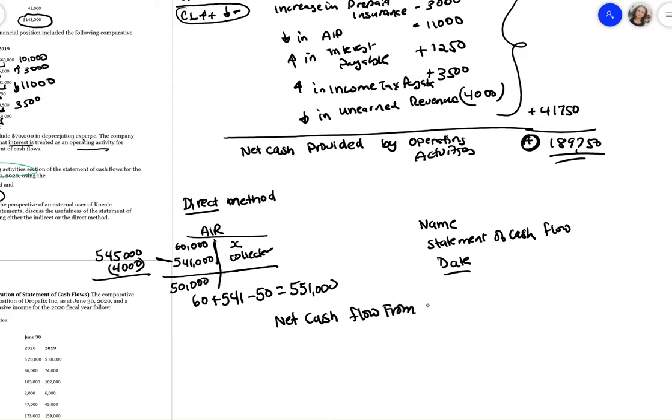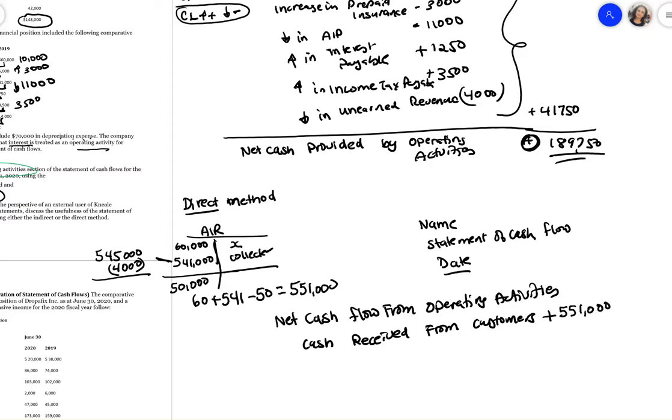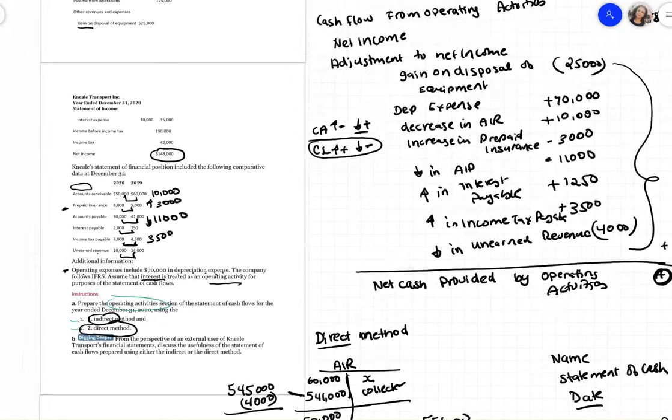From operating activities. Under there, we are going to say cash received from customers. So it's cash received from customers, which is, if you're receiving money, money is coming in, and that is your 551,000. Then we go to our next one.